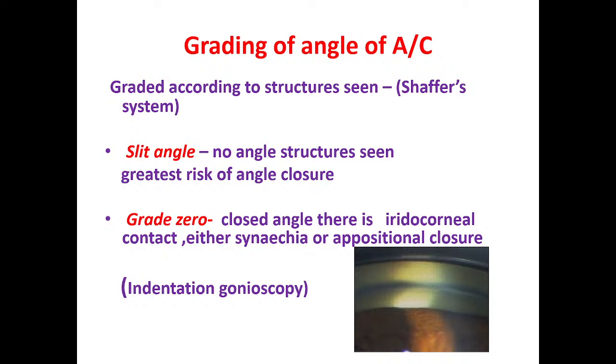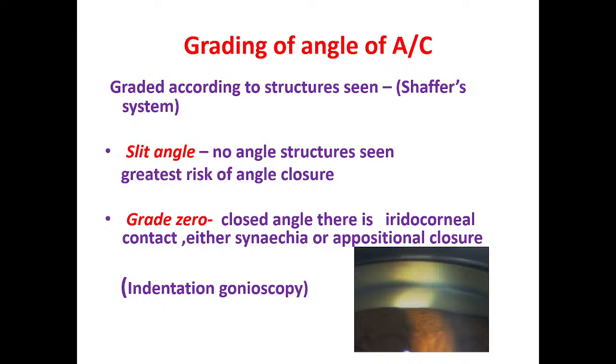Now this contact can be an adhesion, or it can be just an oppositional contact. There are two types. One is where they are just in contact with each other. The other is where there is adherence, known as synechial closure. If the patient had an attack of angle closure glaucoma, there will be inflammation in the trabecular meshwork and adhesion between the two, the cornea and the root of the iris, known as iridocorneal contact, and that is known as synechial closure. So the angle is closed because of adhesion between the two. Now it will not open up, and the patient will have a constantly high IOP.